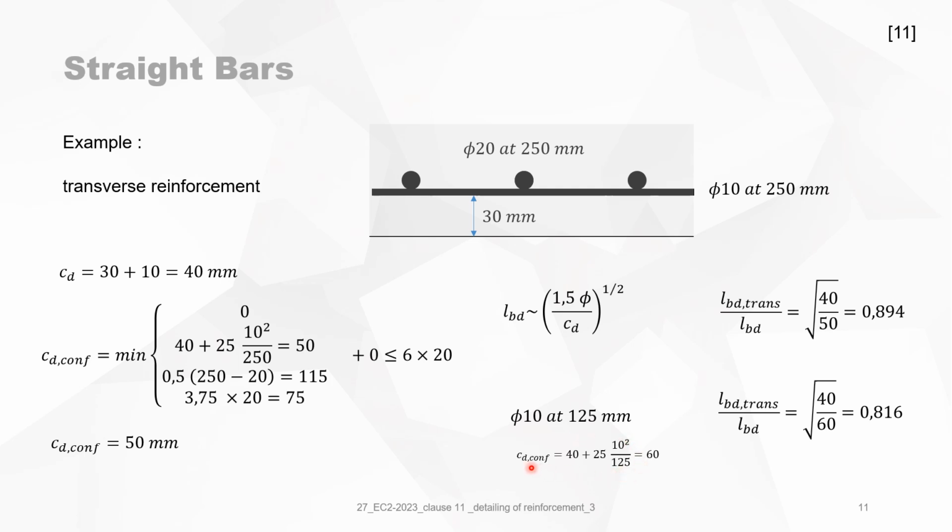Now, suppose that we are going to increase the transfer reinforcement by diameter 10 every 125 millimeters, then you will see the CD confinement 250 will now change to 125. You have CD confinement is 60. You plug it in this formula and you get 20% gain, more or less. So you see the huge importance of taking into account the transfer reinforcement when we are calculating the anchorage length.